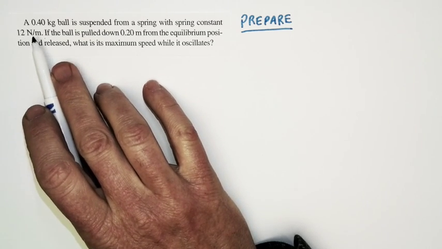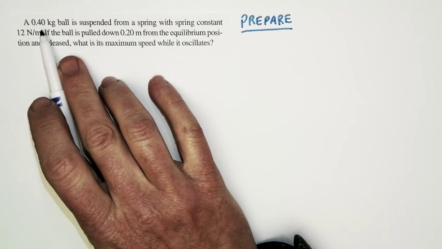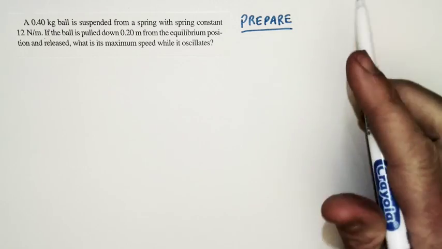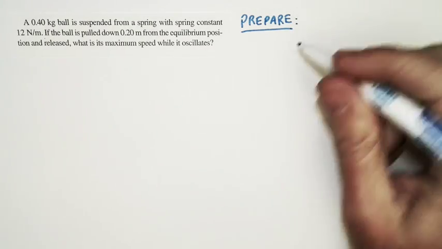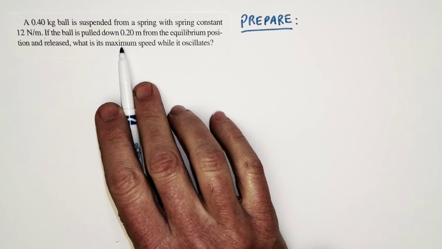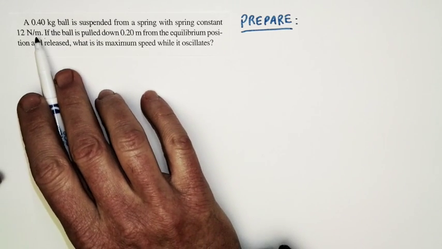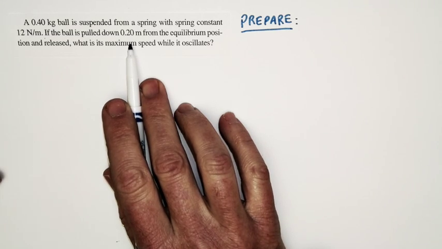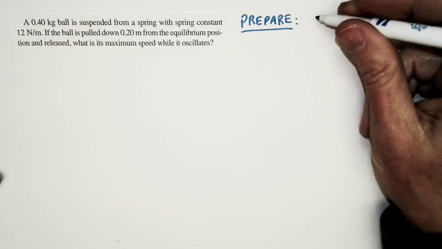So that's a pretty gentle spring, and it's a reasonably heavy mass. And so we're expecting this thing to oscillate up and down pretty gently. And as a consequence, I'm expecting the maximum speed while it oscillates to not be all that great. But that's what the problem asks about. You take this ball, you suspend it from a spring, you pull it down by 0.20 meters, let it oscillate. What is the maximum speed?